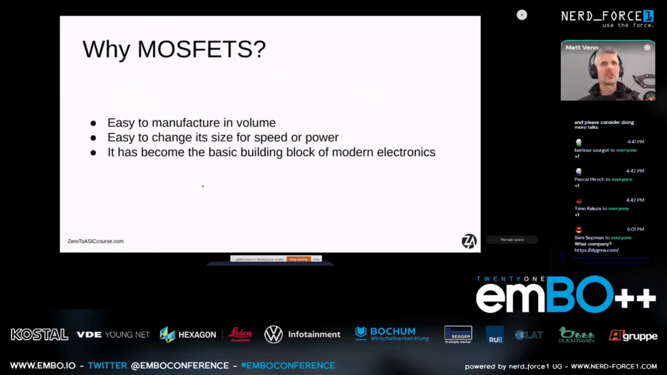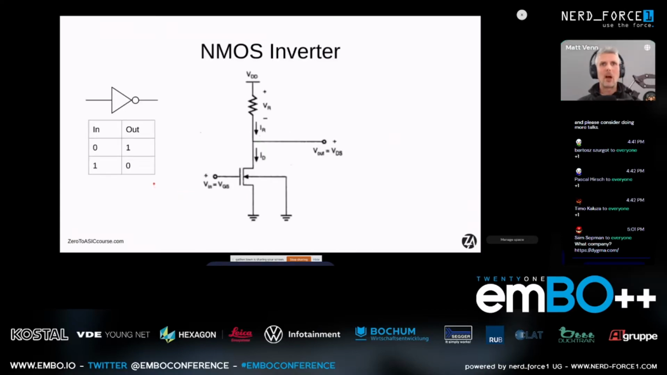So why MOSFETs? They're easy to manufacture in volume. We can make really tiny ones for fast switching for digital computers, or we can make really big ones for turning motors on and off, that kind of thing. How do we use a MOSFET to make digital circuitry? Let's take the most simple element of a digital circuit, an inverter. This is its symbol, and we've got a truth table here: in 0, out 1; in 1, out 0.